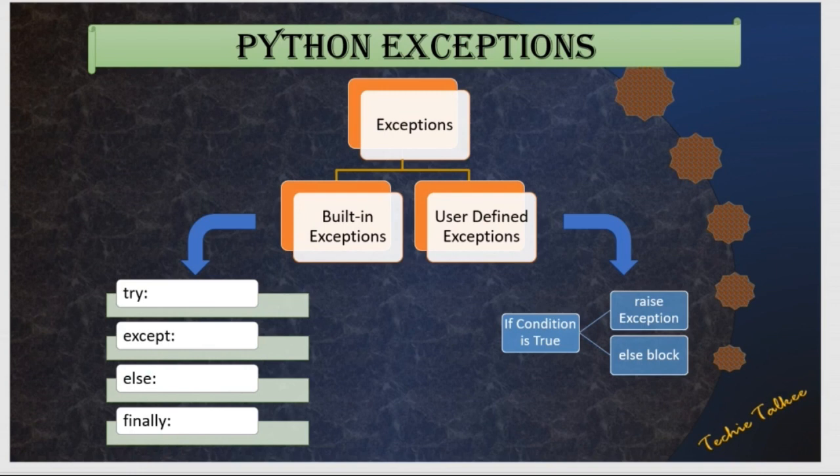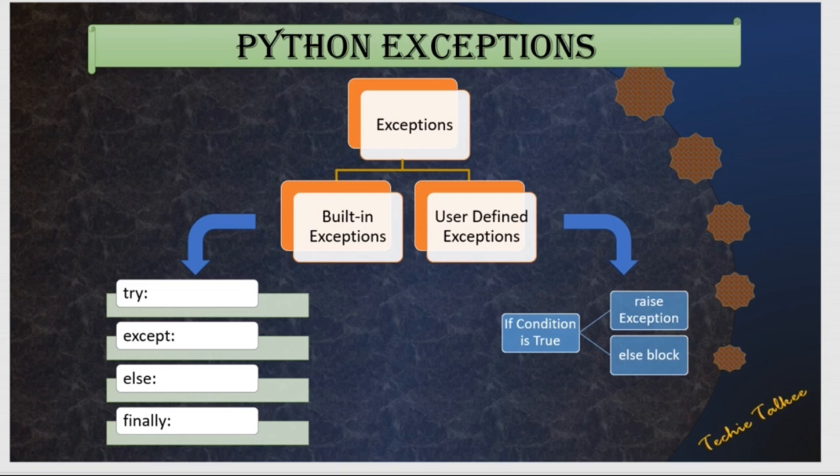Hello friends, in this video I'll be explaining exception handling in Python. Whenever we write a piece of code, there are chances that we might end up writing code with incorrect syntax. These are called syntax errors. During the execution of the code, the parser displays a syntax error message indicating that there is an invalid syntax that has to be corrected.